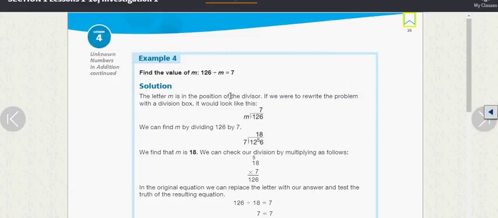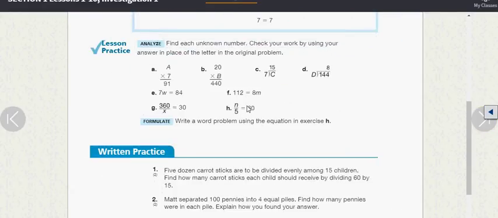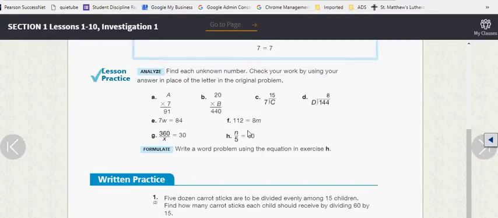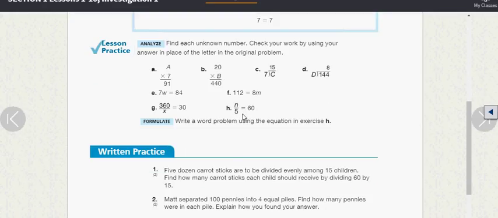But to prove you understand, would you find the lesson practice? Pick a multiply missing number problem, A or B. Do C and D. And an H. So A or B, C, D, H. That's 4 problems. Okay? You don't need to do the formulate. Thank you.